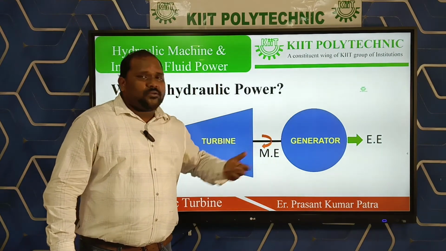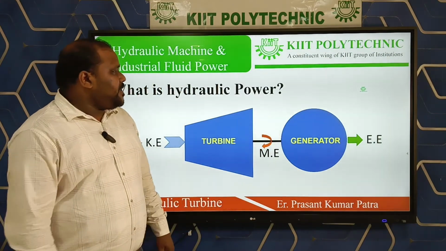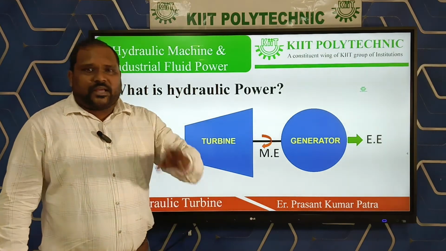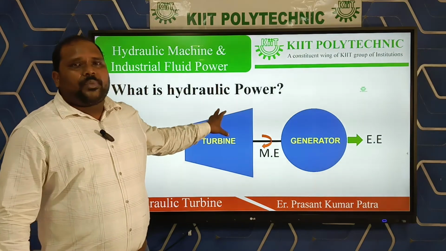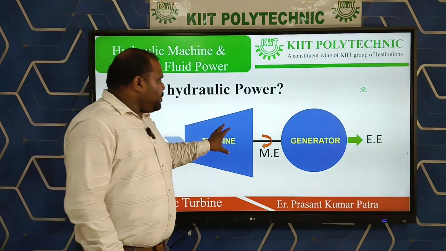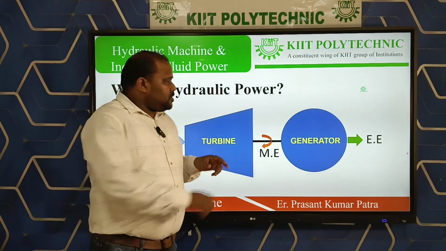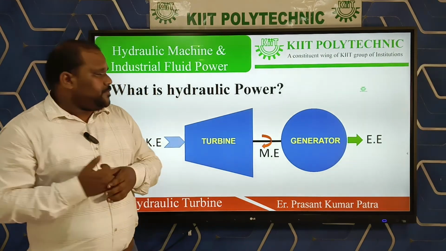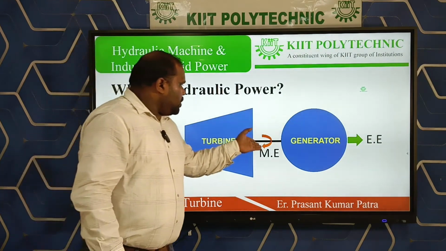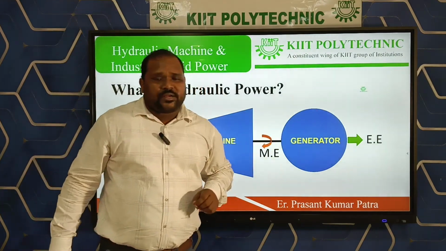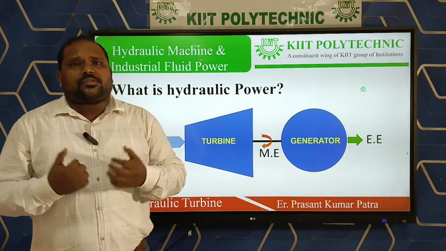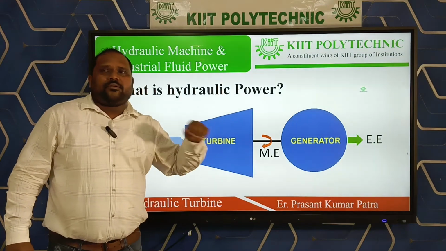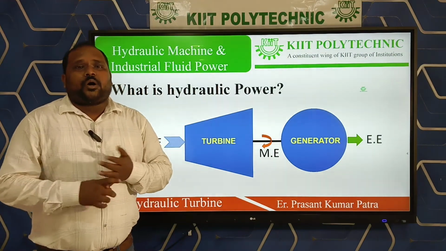And the generator, you know, produces electrical energy by utilizing the mechanical energy from the turbine. That's why the turbine is known as the prime mover. So this is the prime mover for the generator. This is the basic concept of how we get this hydraulic power, and the conversion of mechanical energy into electrical energy combined gives us the hydraulic power that we obtain in the hydroelectric power plant.